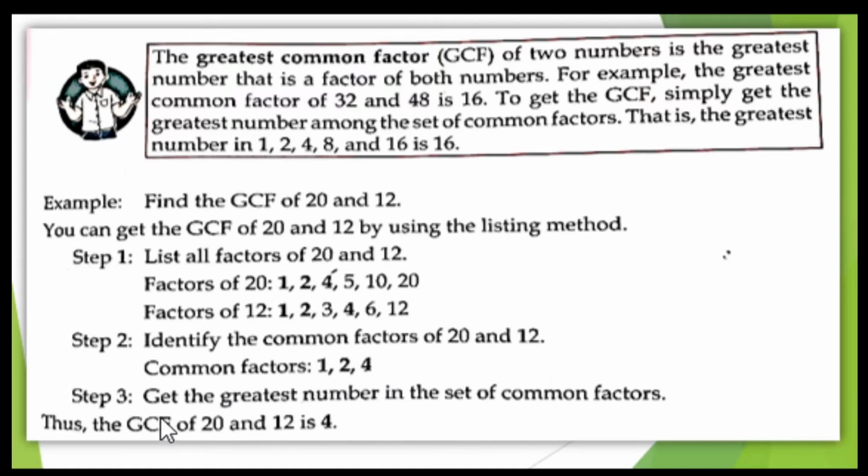Step 3. Get the greatest number in the set of common factors. Thus, the GCF of 20 and 12 is 4. That is how you get the GCF of 20 and 12 by using the listing method.